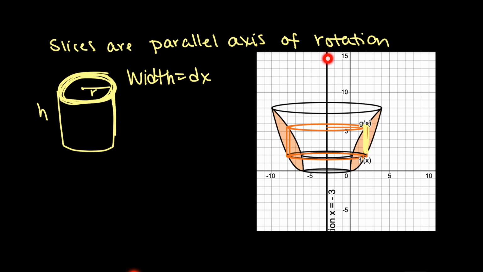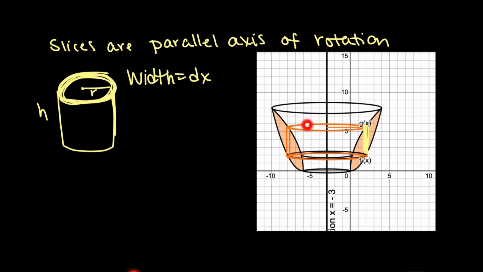In my example that I have drawn on the screen, my axis of rotation is a vertical line. If I want to make my little rectangles or my slices vertically, and you take one of these little rectangles, which is parallel to the axis of rotation, and you rotate it, what you're actually going to get is a cylindrical shell. Visualize maybe a roll of toilet paper, where you have a bunch of cylinders stacked up on top of each other.